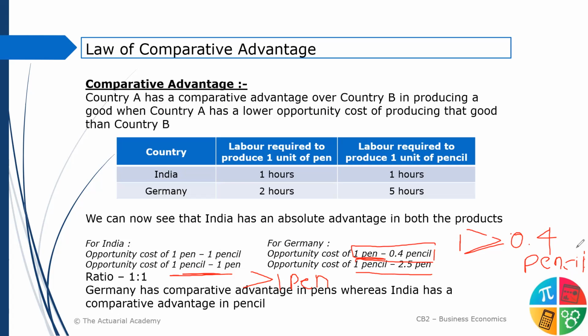So as we move closer to this ratio, this side's ratio, one pencil ke samne one pen, India is at a losing side. If we move closer towards this ratio, one pencil ke samne 2.5 pen, India is at a winning side. Now moving on to Germany's perspective.